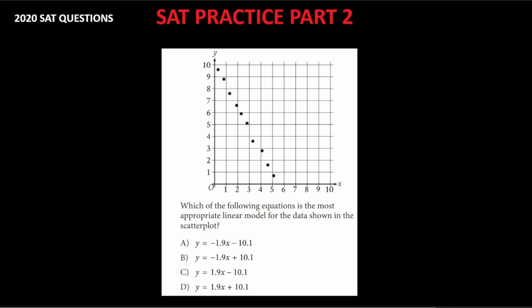Here we're asked, which of the following equations is the most appropriate linear model for the data shown in the scatter plot? Well, what they're asking for is the best line of fit, so we'll just draw one. That looks pretty good. The 2 pieces of information we need to look at are, first, this has a negative slope. These 2 have a negative slope, so they are possible answers, but these 2 are out because they have a positive slope. Next, when x is 0, y looks like about 10.1, so the correct answer for this one is B.